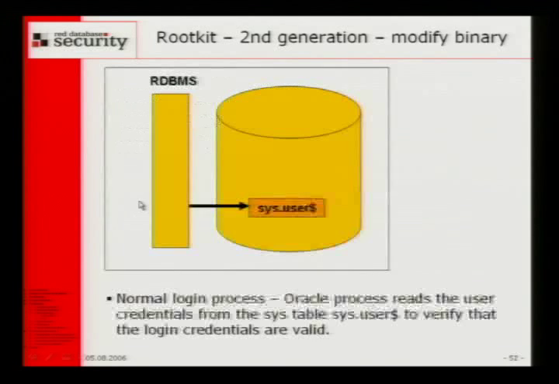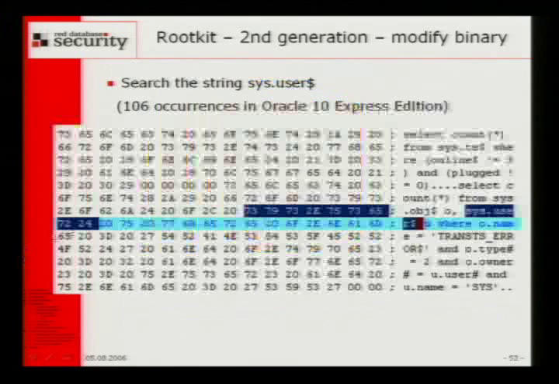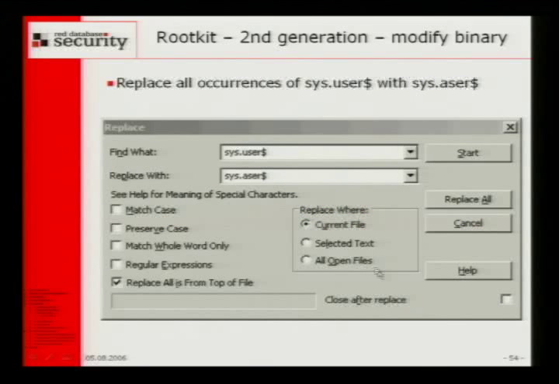One possibility is the modification of binary files. So what happens if you connect to an Oracle database? Oracle looks up the table user$. The question is, how does Oracle know to look up in this table? Because it's somewhere hard-coded. And in Oracle 10g, for example, there are 106 occurrences in the binary file. And all the select statements in the binary files are not obfuscated. So with a simple text editor, you can rename this table.